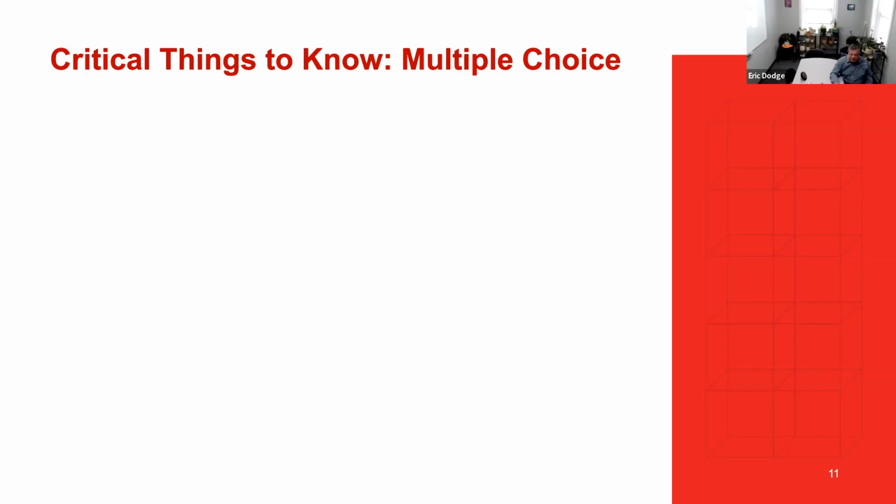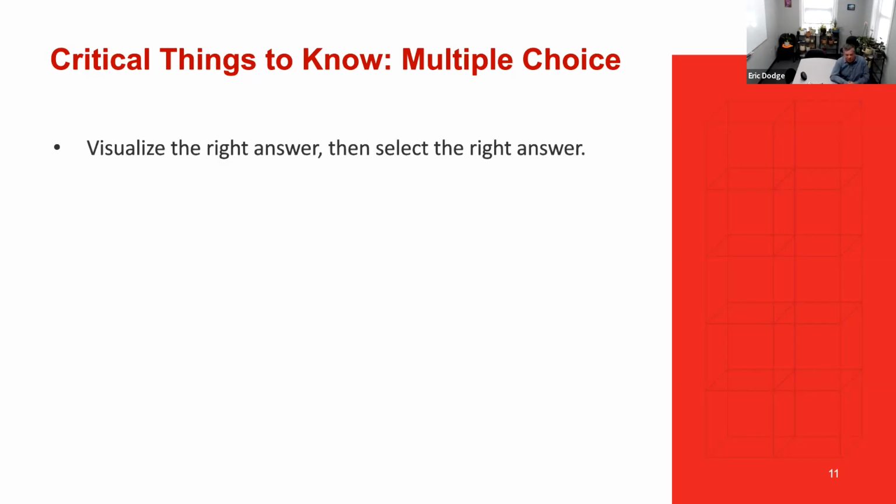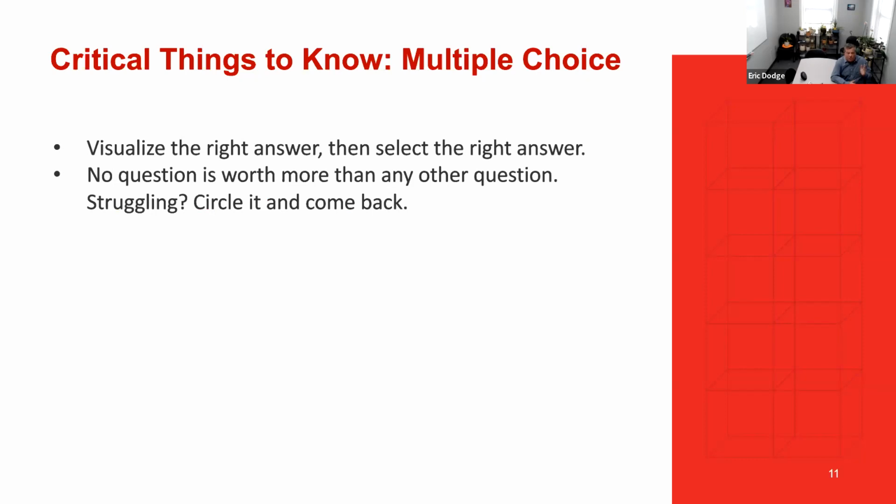All right, some things to know about multiple choice. These are just my thoughts. When I take multiple choice exams, or when I did, the strategy that worked best for me was I read the prompt and I visualized the right answer. I don't look at the choices first. I know what the right answer is, and then find that in the choices. I think that's a time saver. At least it was for me. Remember, on the multiple choice side, no question is worth more than any other. So if you are struggling with number 9, circle it, come back to it, move on. The clock is ticking.